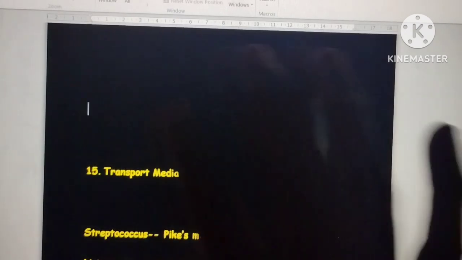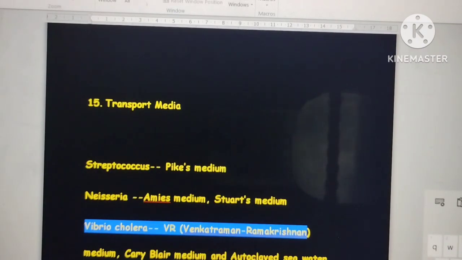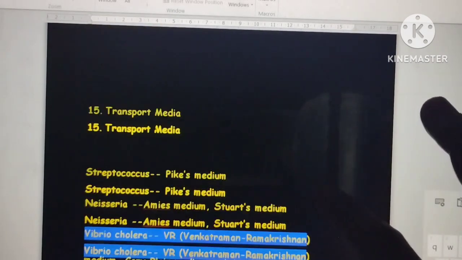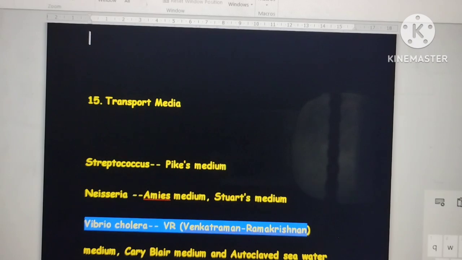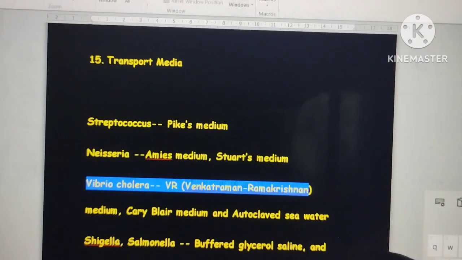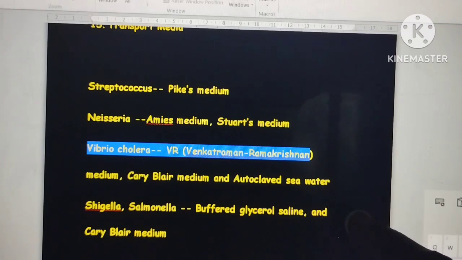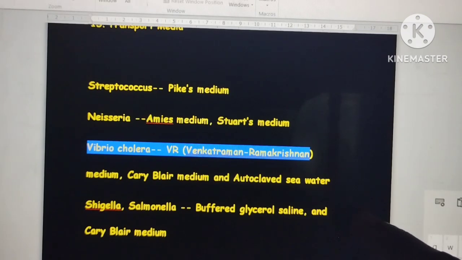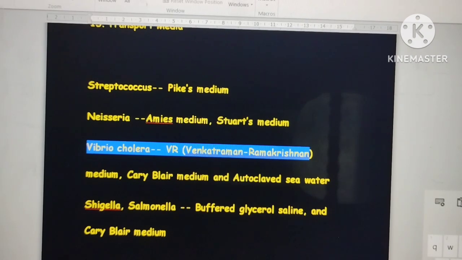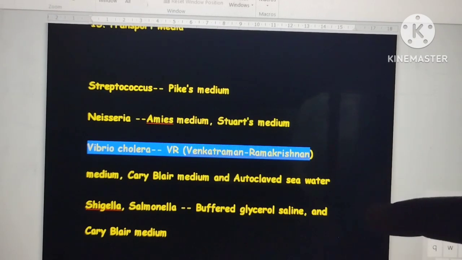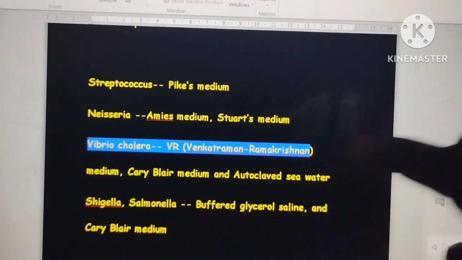So coming to transport medium, transport medium is mainly for the transport of the organism without causing multiplication. Okay, so first it is Pike's medium for Streptococcus, Amies and Stuart for Neisseria, Venkatraman Ramakrishna medium for Vibrio cholerae, Cary-Blair and autoclaved seawater, and buffered glycerol saline and Cary-Blair medium for Shigella and Salmonella. So here next it is in.